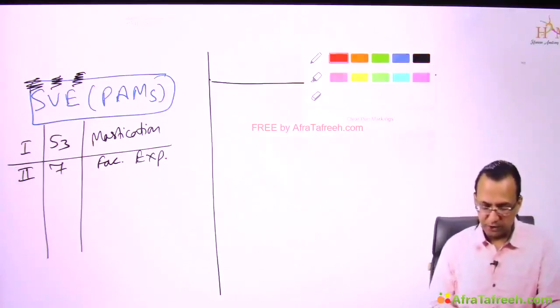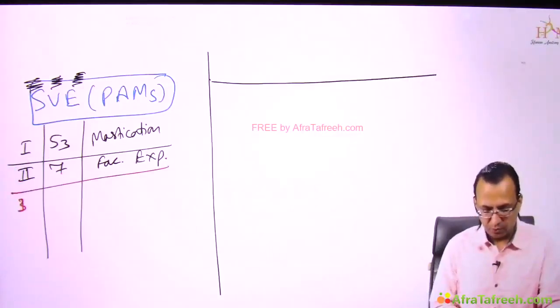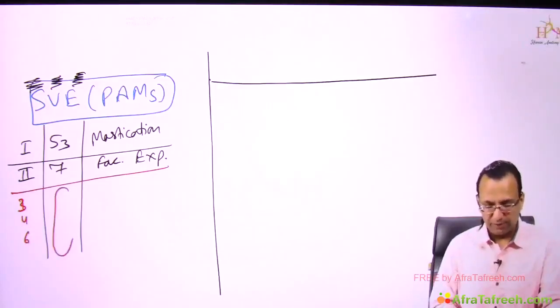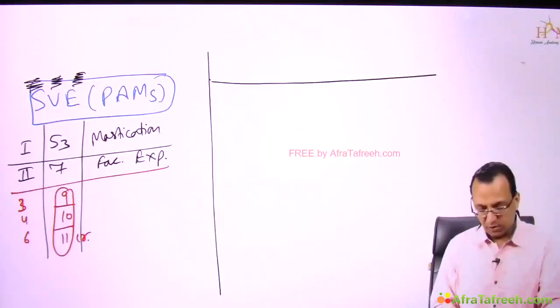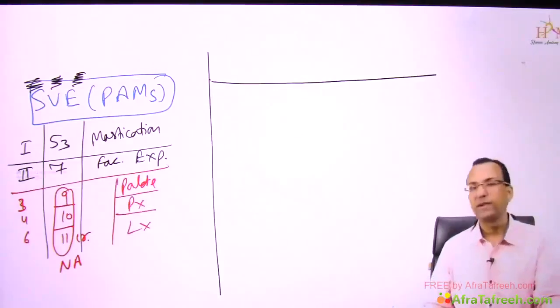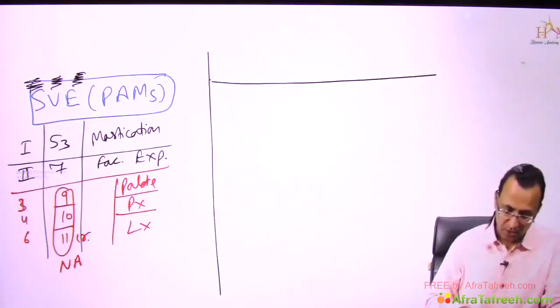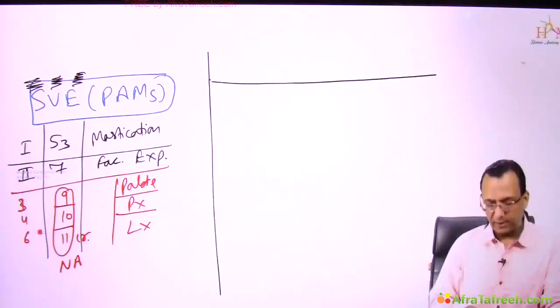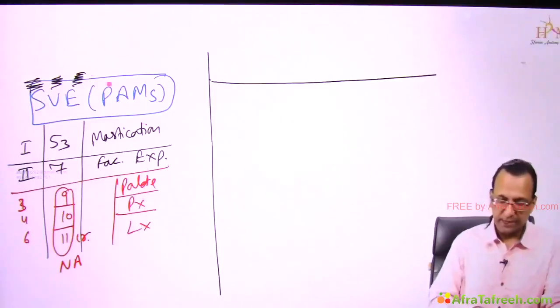If you say arch number 3, 4, 6, then I'll tell you arch number 3, 4, 6 will have a nucleus ambiguus. So number 9, 10, 11, the cranial part of 11. And this nucleus ambiguus controls the muscles of the palate, the pharynx and the larynx, and that you already know. Remember, arch number 3, 4, 6 will have nerves 9, 10, 11 making the nucleus ambiguus, controlling muscles of palate, pharynx, larynx, and they are called the SVE muscles.